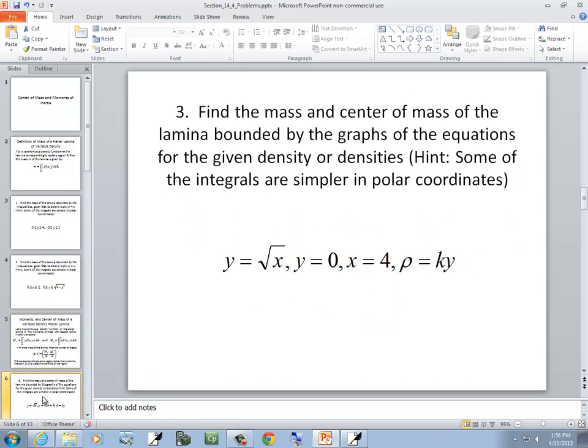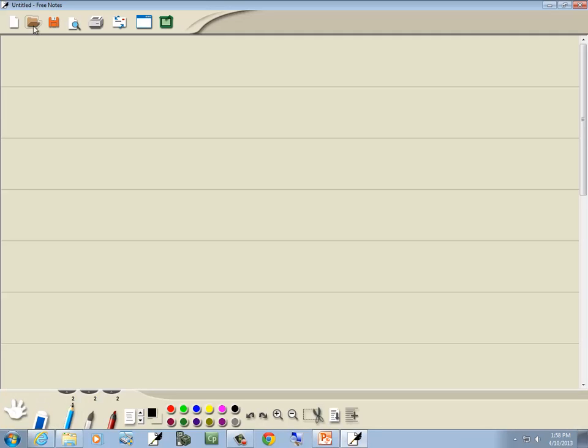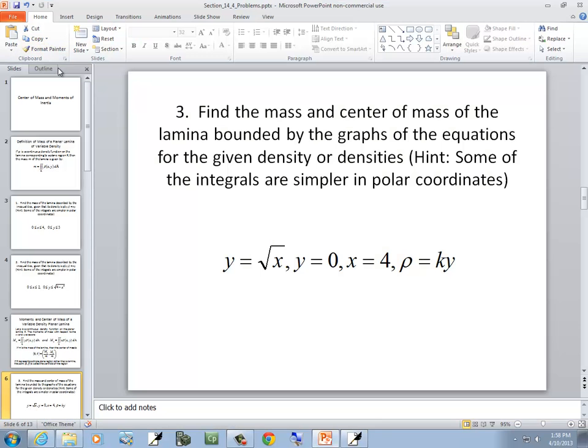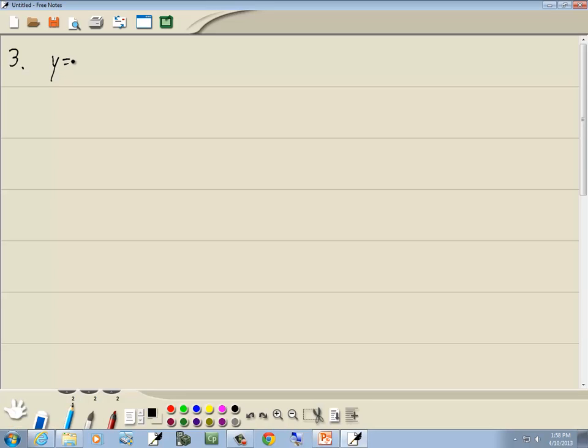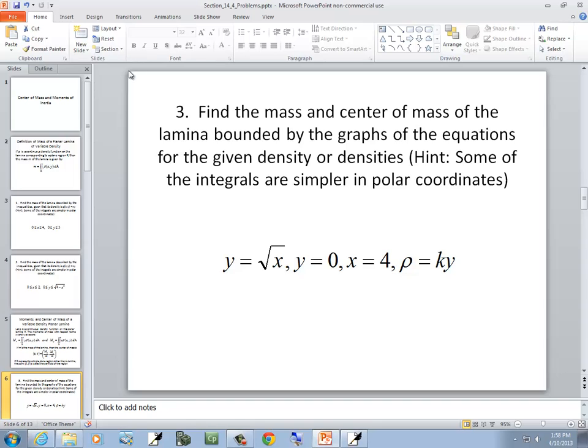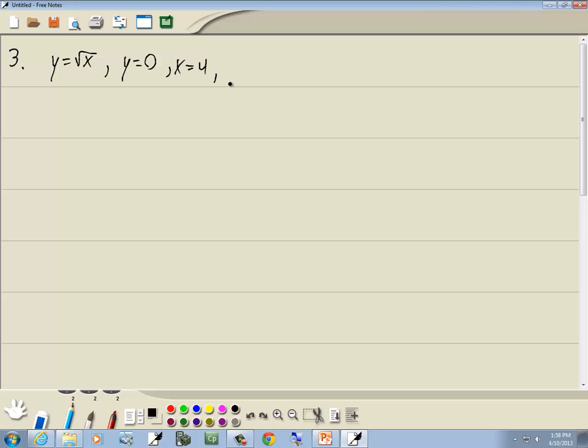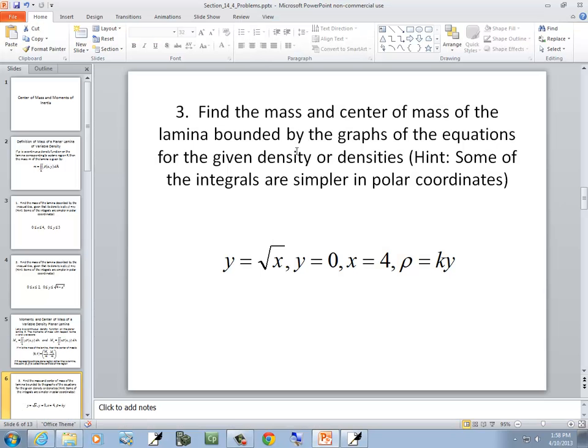Okay, let's take a look at an example. We got y is equal to square root of x, y is equal to 0, x is equal to 4, and rho is equal to ky. And it says find the mass and the center of mass of the lamina bounded by the graphs of the equations for the given density or densities. Hence, some of the integrals are simpler in polar. Pretty much for the examples I'm showing you, if it's a circle of some sort, switch it to polar. Otherwise, leave it in rectangular.